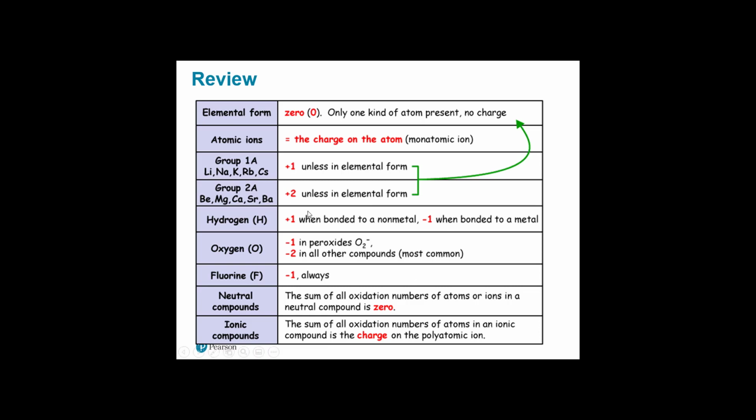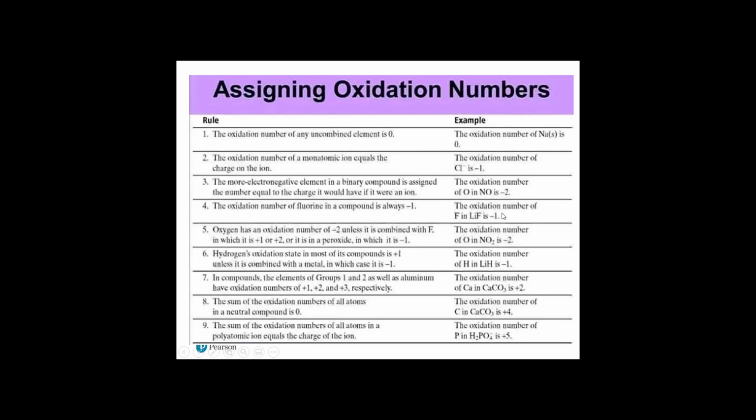Hydrogen, when bonded to a non-metal, is a +1. When bonded to a metal, it becomes a hydride, and it is a -1. So let's jump over here. Maybe it talks about it here if I can find it. Here it is, number 6. Hydrogen's oxidation state in its compounds is +1. So most of the time you're going to deal with it, it's a +1, unless it's combined with a metal, like lithium here. This is lithium hydride. Then it's a -1. It's actually the more electronegative of the 2.